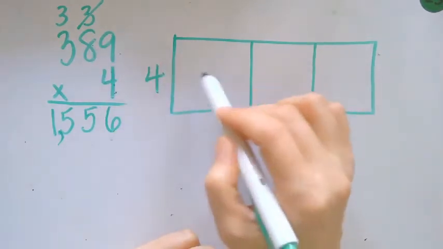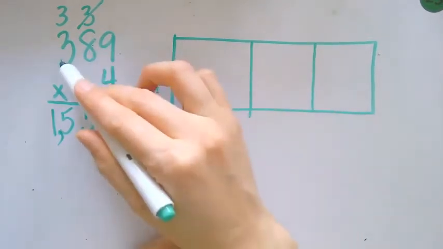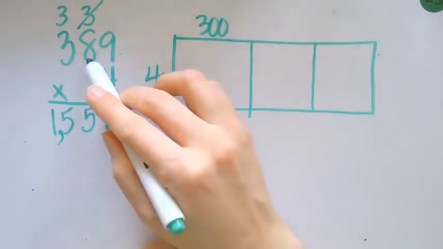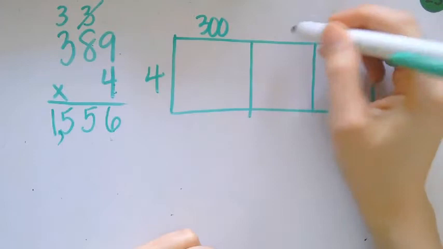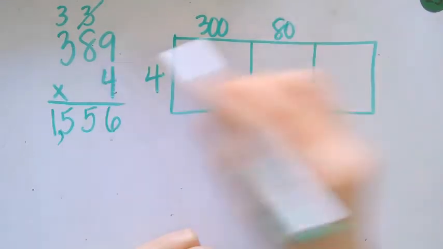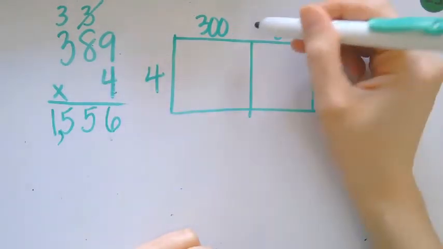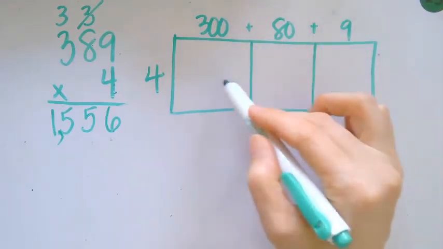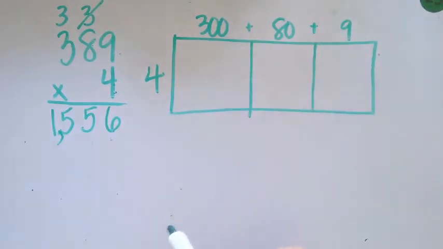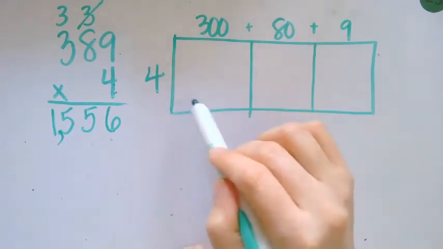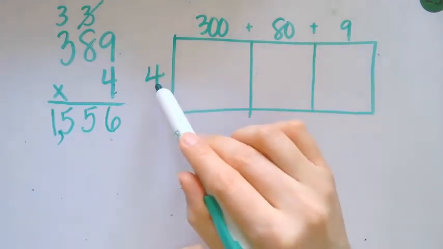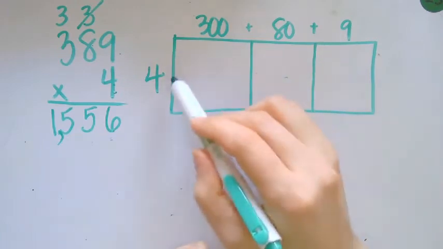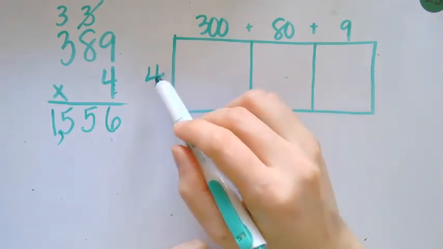So starting with the greatest box, 3 represents 300. 8 represents 80, and the 9 represents 9. What you can do is add this little addition sign that lets you know you're going to add up these 3 partial products. So we're looking to find a partial product here, here, and here in these blank spaces. So what we're going to do is go with our whole numbers that are non-zeros first.